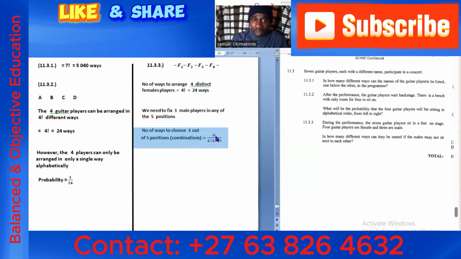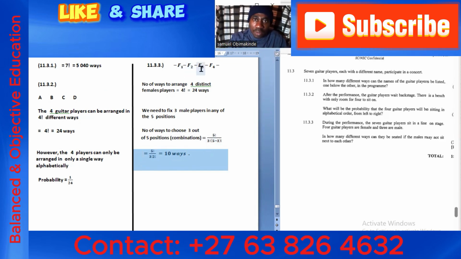So it will be 5 factorial, the number of total possible spaces, divided by the number of individuals you have. In this case, that will be 3 individuals. So that will be 3 factorial, then bracket 5 minus 3, and you do the factorial as well. So in this case, you have 5 factorial divided by 3 factorial times 2 factorial. So that is what you have here. And if you simplify this, you will have 10 possible ways.